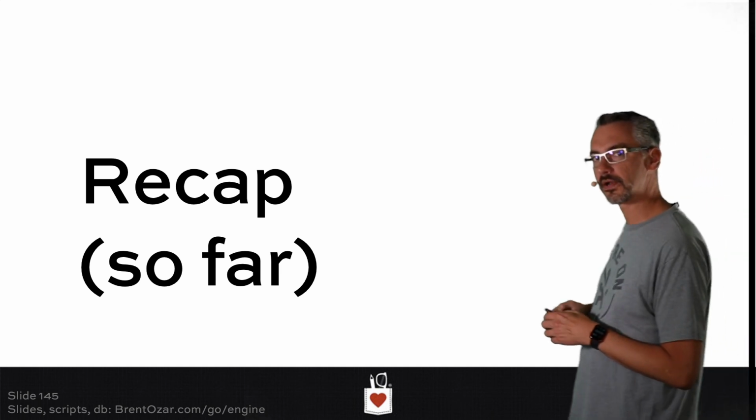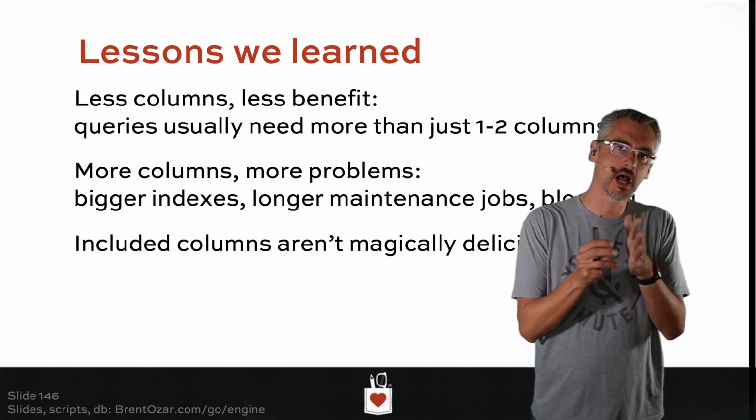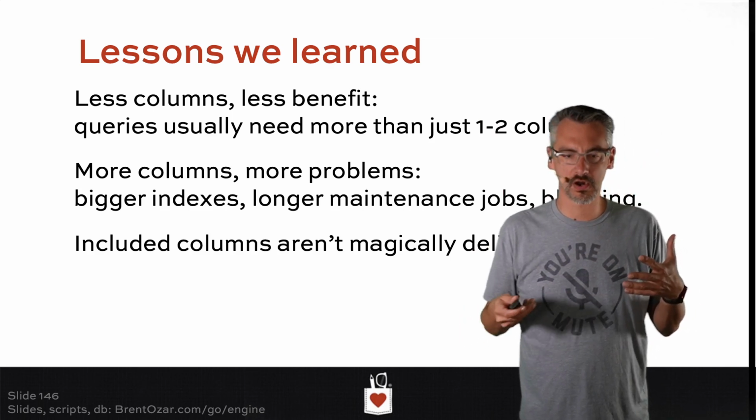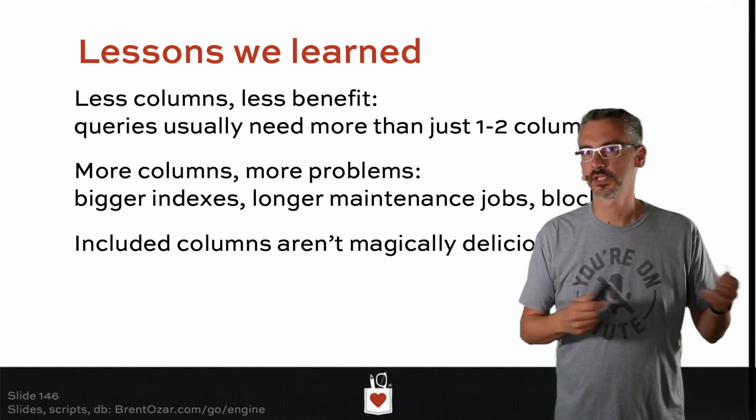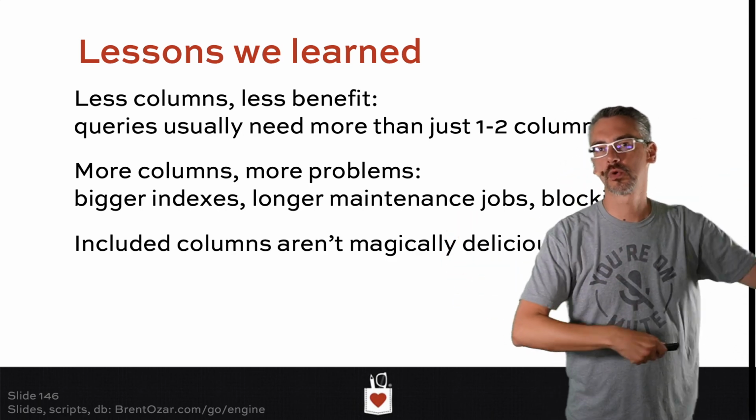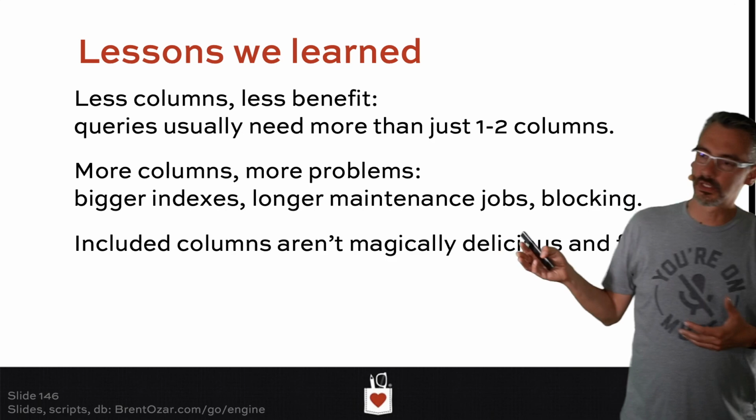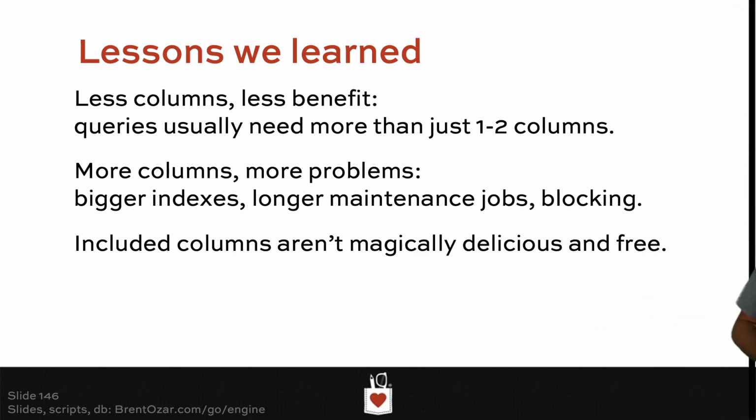So to recap what we talked about so far, generally the fewer columns that indexes have, the fewer benefits there are. If you have a bunch of single column indexes in your database, SQL Server is usually making the tipping point decision really early, and it ends up just ignoring those indexes altogether. Generally, you want more columns in your indexes. I encourage people to think about having up to, say, 5 columns in their indexes, and that'll end up giving you more payoff for queries. It does cause bigger indexes, longer maintenance jobs, and more blocking, and we talk about the trade-offs between these in the Fundamentals of Index Tuning class. And then included columns just aren't simply magically delicious.